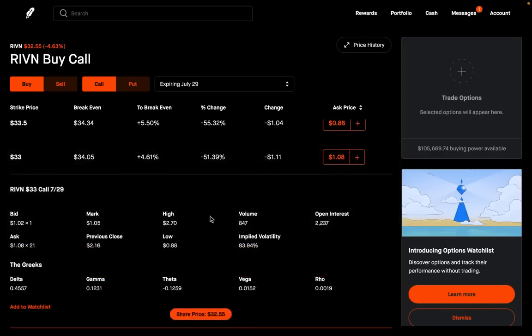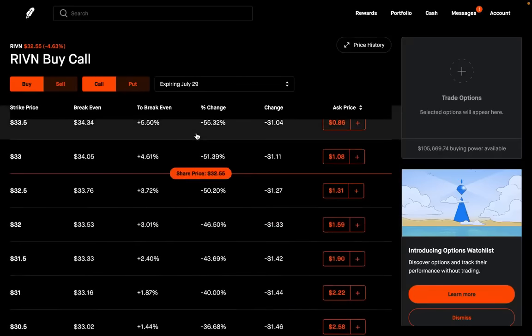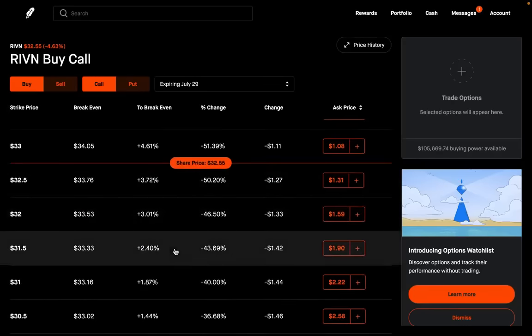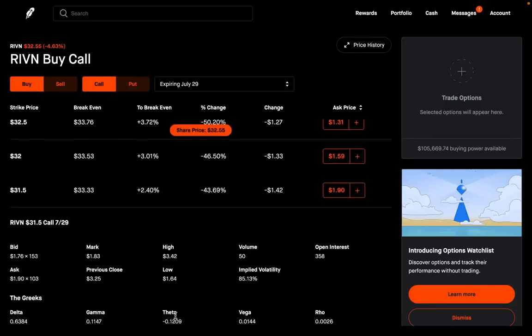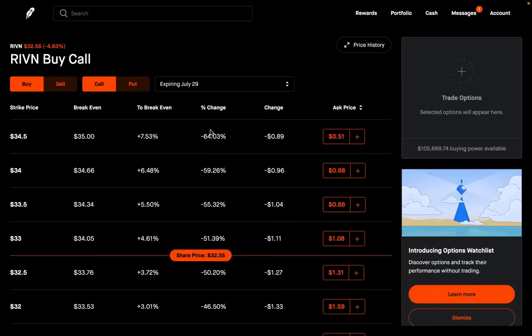We take a look at this one, right? It's also going to have a high theta. And then again, the more out of the money you start to go, or the more in the money you start to go, theta will become less and less. But always be aware of theta. I think that's one of the biggest factors that cause a lot of people to lose a lot of money without them even knowing about it. So that is theta, guys.